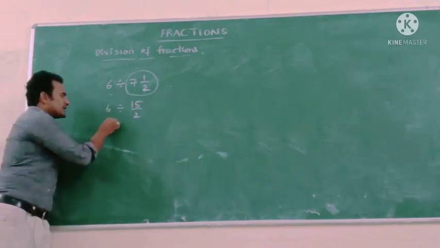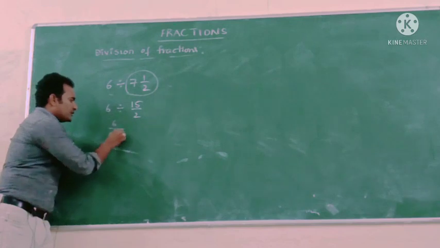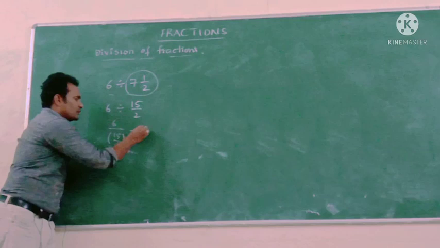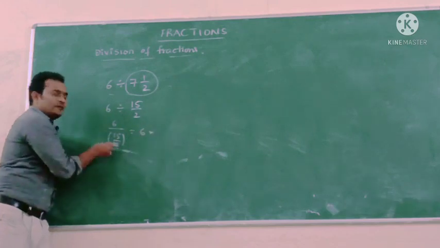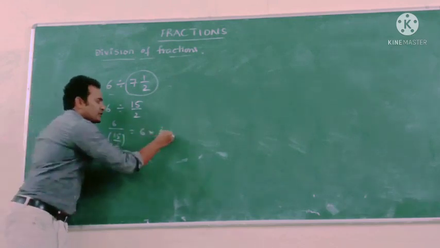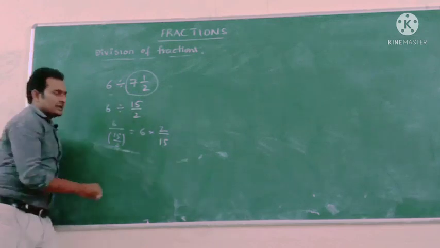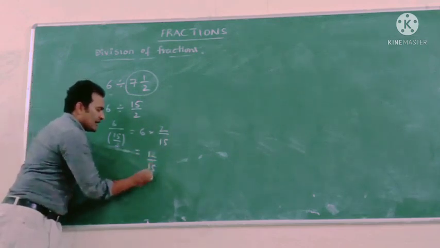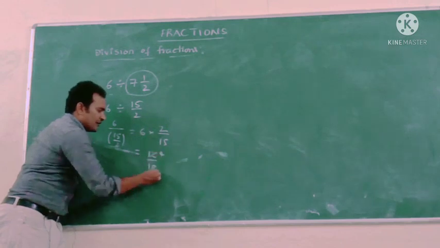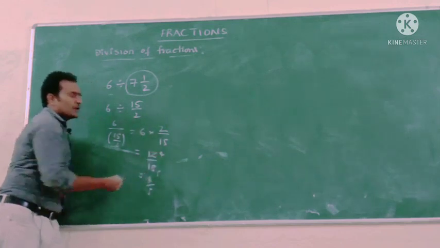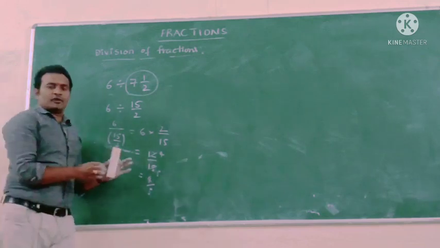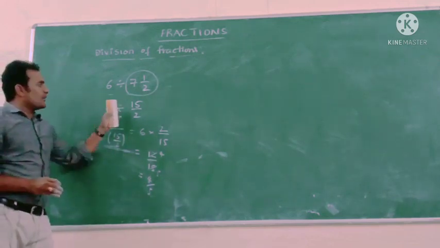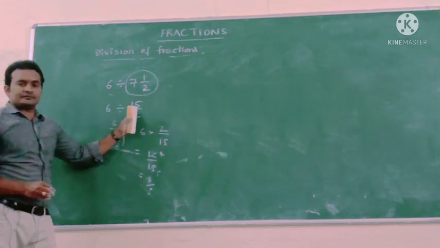Now this is 6 divided by 15/2. If you want to divide 6 by 15/2, you need to multiply by the reciprocal of 15/2, which is 2/15. That is 6 2s are 12/15. If you cancel by 3, 4 3s, 5 3s, we get 4/5. So this is about the division of a whole number with a fraction.